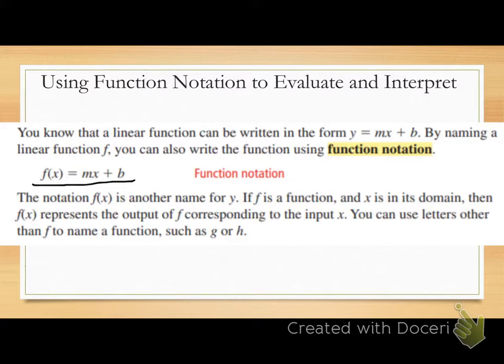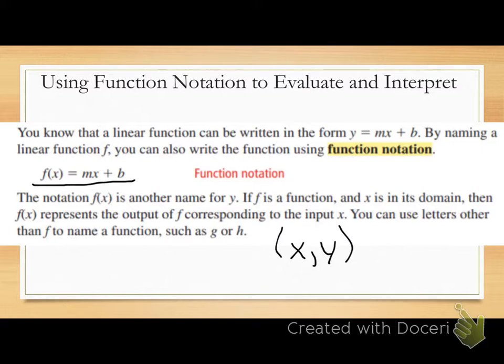If f is a function and x is in its domain, then f of x represents the output of f corresponding to the input x. So this is what that means. Usually, how do we write an ordered pair? X, comma, y, correct?